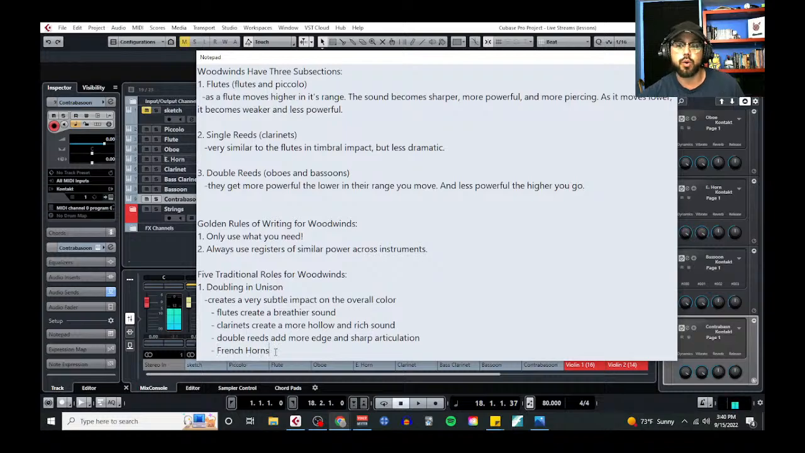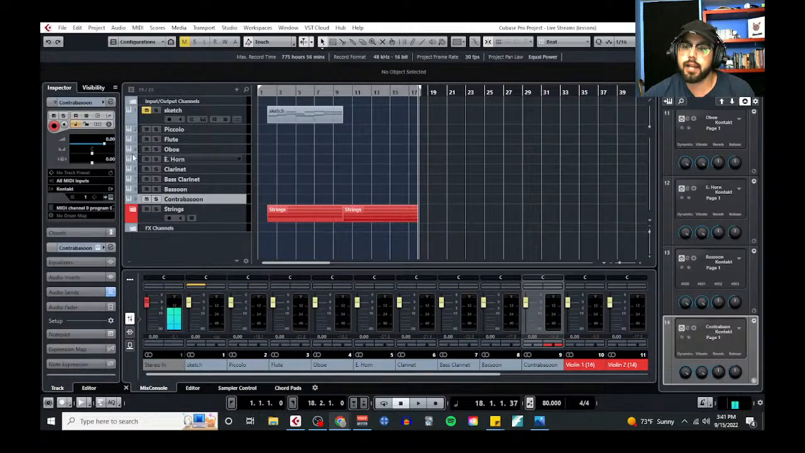And so when you use the French horns as a woodwind instrument, they're typically going to just play slower, more held out notes. They create a more filled out and foundational sound. All right, so let's try playing around with a couple of these.